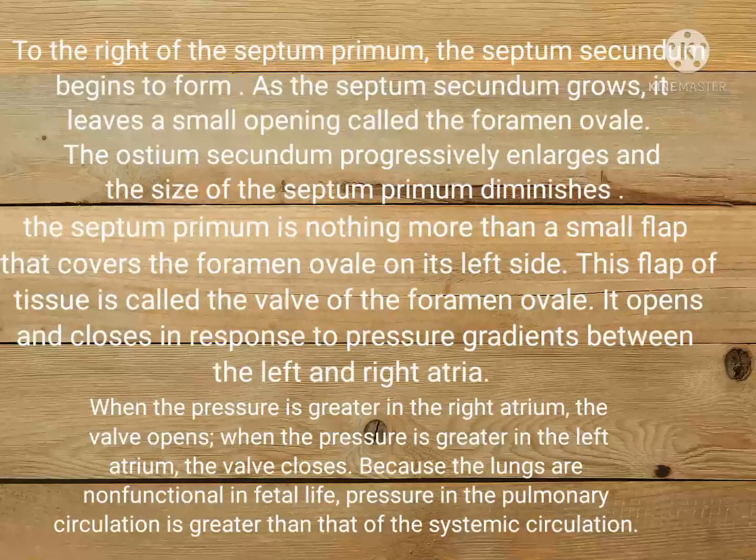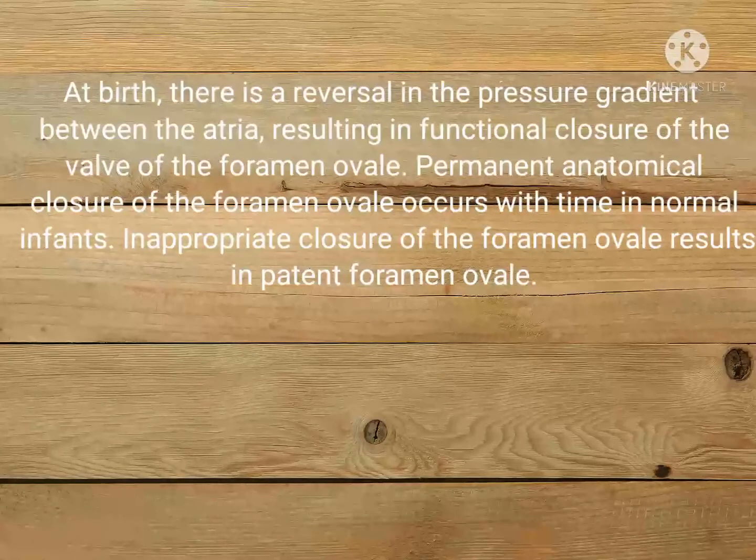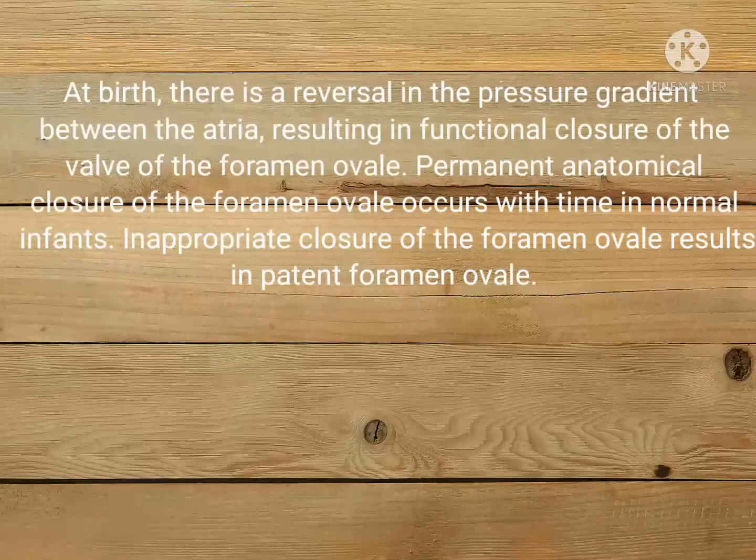It opens and closes in response to pressure gradients between the left and right atria. When the pressure is greater in the right atrium, the valve opens. When the pressure is greater in the left atrium, the valve closes. Because the lungs are non-functional in fetal life, pressure in the pulmonary circulation is greater than that of the systemic circulation. At birth, there is a reversal in the pressure gradient between the atria, resulting in functional closure of the valve of the foramen ovale.